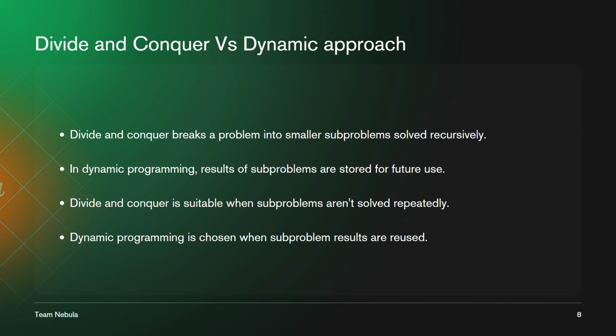Divide and conquer versus dynamic approach. The divide and conquer approach divides a problem into smaller subproblems. These subproblems are further solved recursively. The result of each subproblem is not stored for future reference, whereas, in a dynamic approach, the result of each subproblem is stored for future reference. Use the divide and conquer approach when the same subproblem is not solved multiple times. Use the dynamic approach when the result of a subproblem is to be used multiple times in the future.